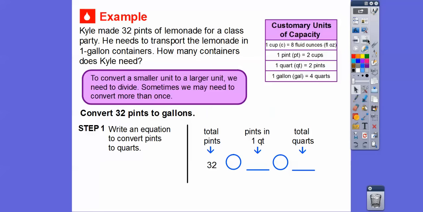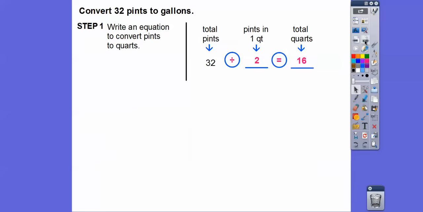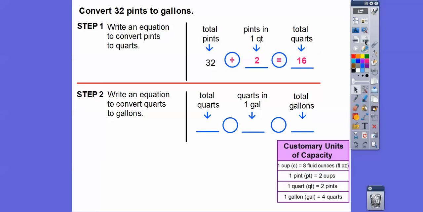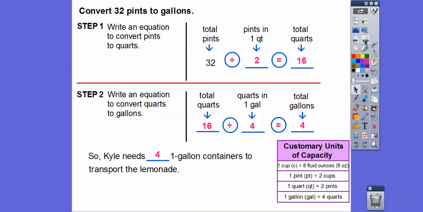So we're going to convert the 32 pints to quarts right here. We're going to divide 32 divided by 2, because the conversion is 2 pints per quart, and so 32 divided by 2 is going to give us 16 quarts right there. Now we've got to convert the quarts to gallons. So now we're going to take that 16 and use our conversion by dividing it by 4. So we're going to go 16 divided by 4. This will tell us how many gallons. So there's 4 total gallons right there. So Kyle's going to need 4 1-gallon containers to transport all his groovy lemonade.